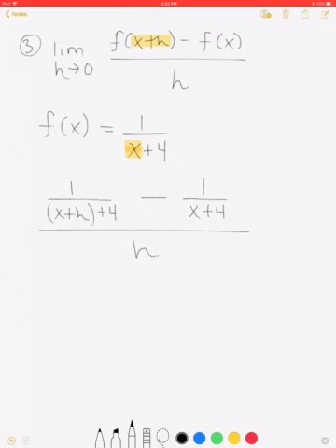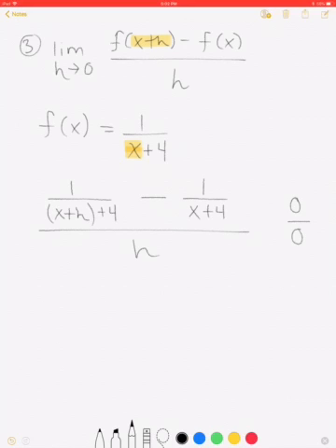all over h. And of course, the first thing that I'm going to do right now in my head is plug in 0. If I plug in 0 for h, I get 1 over x plus 0 plus 4 minus 1 over x plus 4, which is 0, over h, which is also 0. So 0 over 0 means we've got to do a little bit of work to figure out the answer.